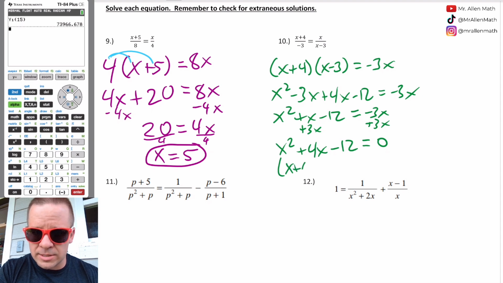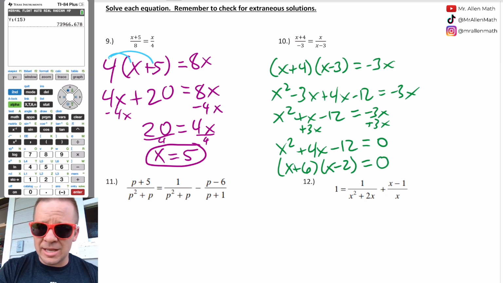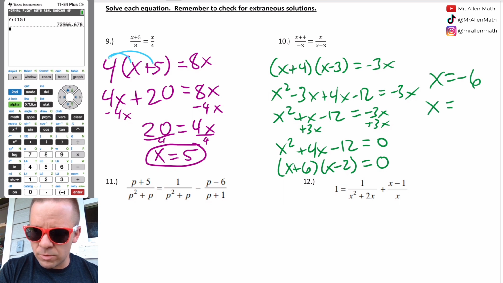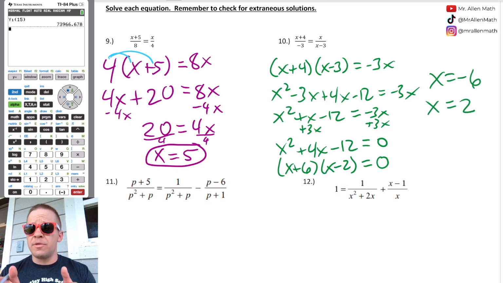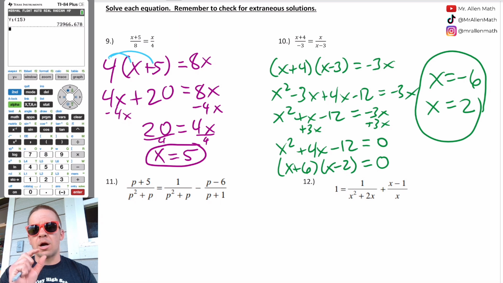So we got x plus 6, x minus 2. That multiplies to negative 12 and adds to positive 4. So that means I'm going to get x equals negative 6 and x equals positive 2. Would either of those cause a 0 in my denominator of the original? No. So that means that both of these solutions are Gucci. We are all set, and it's dope.